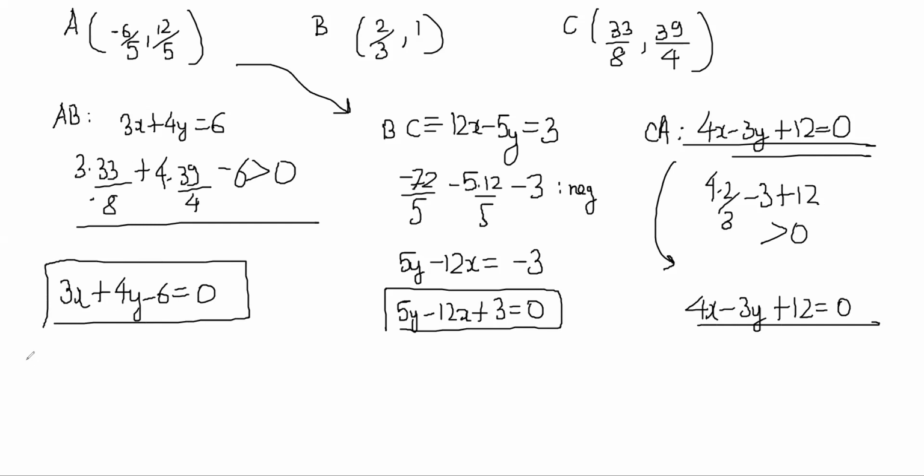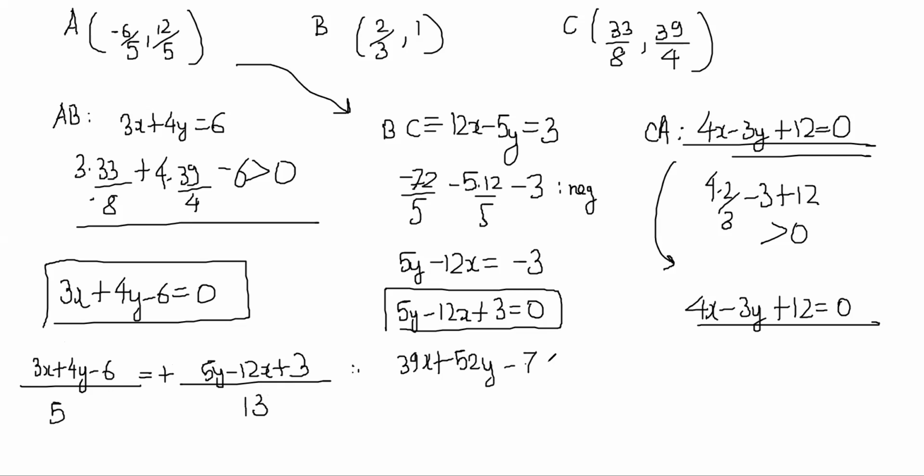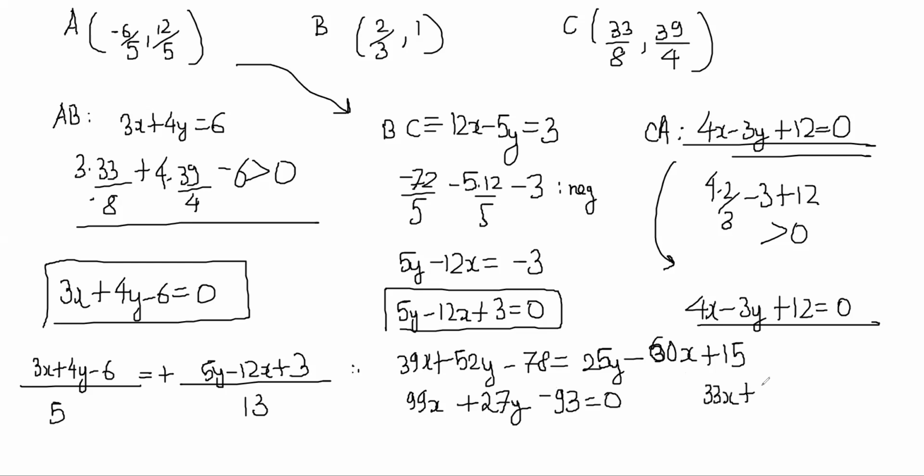So let's check the bisectors. The bisector of AB and BC will be (3x plus 4y minus 6) by root 25, which is 5, is equal to plus of (5y minus 12x plus 3) by 13, right? This becomes 39x plus 52y minus 78 is equal to 25y minus 60x plus 15. So it becomes 99x plus 27y minus 93 is equal to 0. Divide by 3. So 33x plus 9y minus 31 is equal to 0. So this is one bisector.